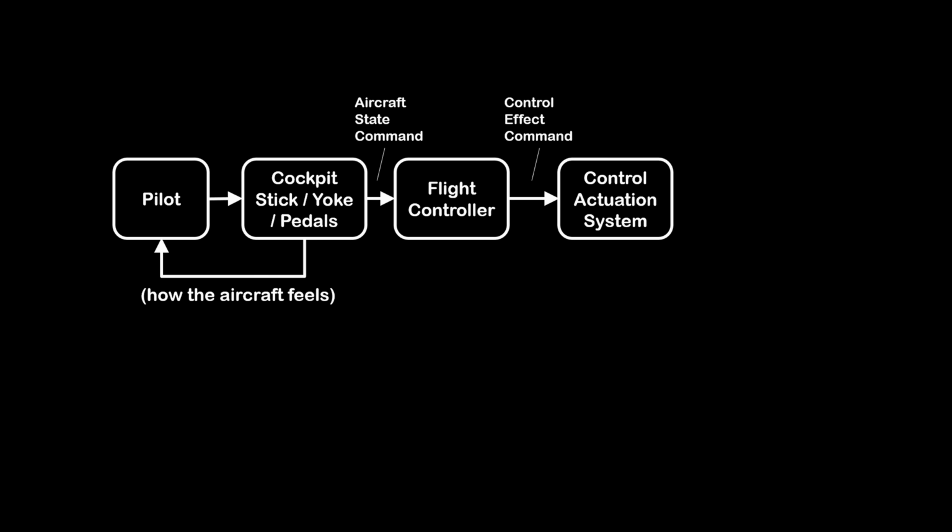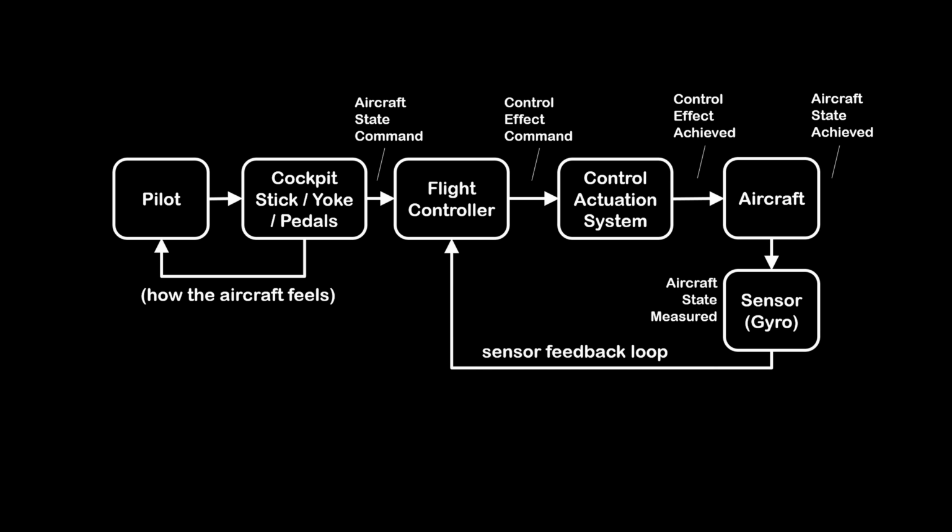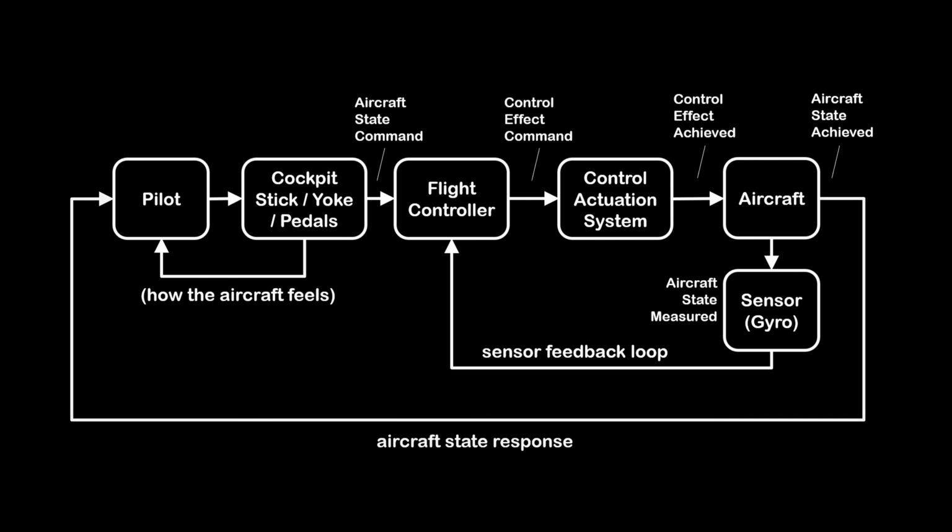The flight controller sends an electrical signal to the control actuation system, such as a hydraulically driven elevator. This in turn changes the aircraft state, and the translational and rotational response is fed back not only to the flight control system, but also the pilot, who perceives the handling qualities of the aircraft and decides what further control adjustments may be needed.